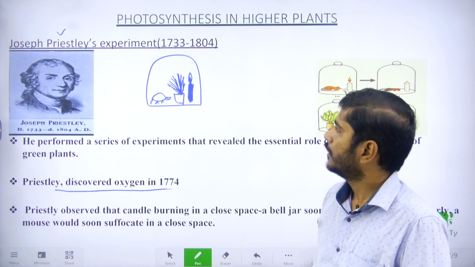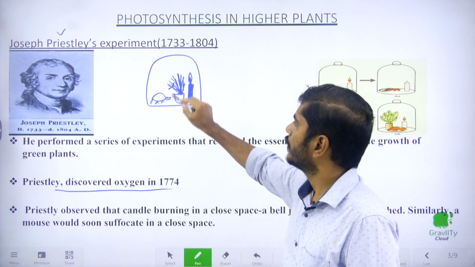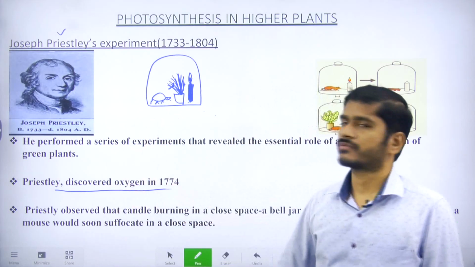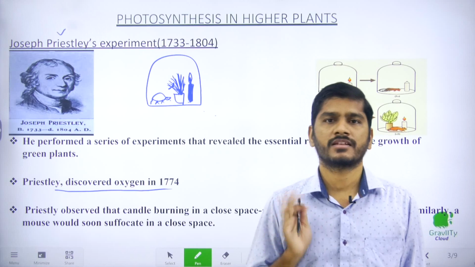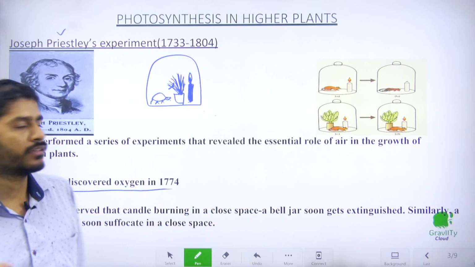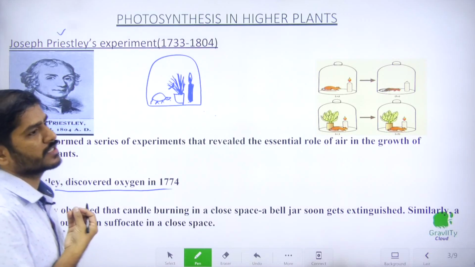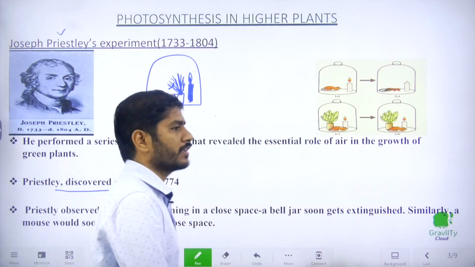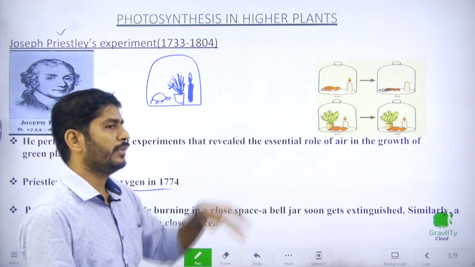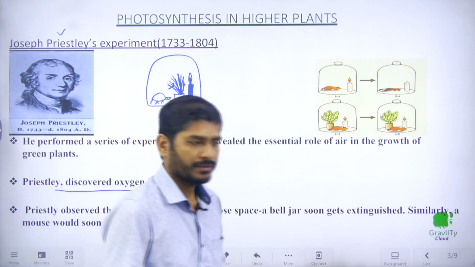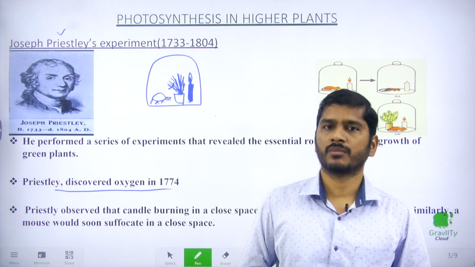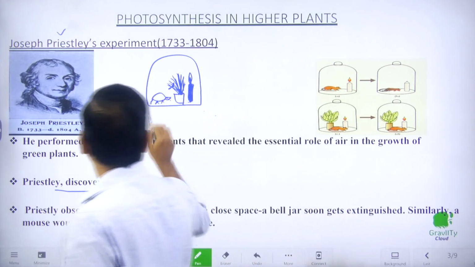So when this is placed, both the things, I mean candle and the mouse, are initially safe. Okay, they are safe. So he made an initial conclusion that what the candle and rat are removing from the air is restored by the mint plant. So this is how exactly Priestley proved or concluded about that oxygen.